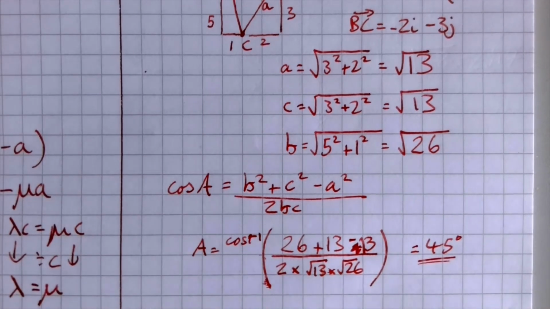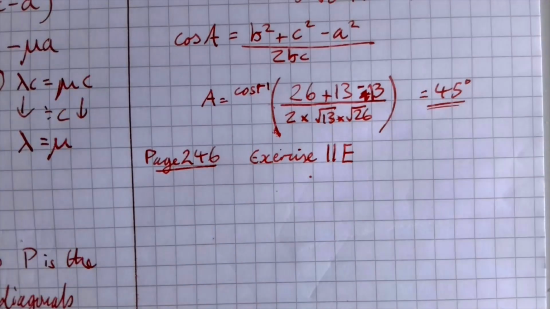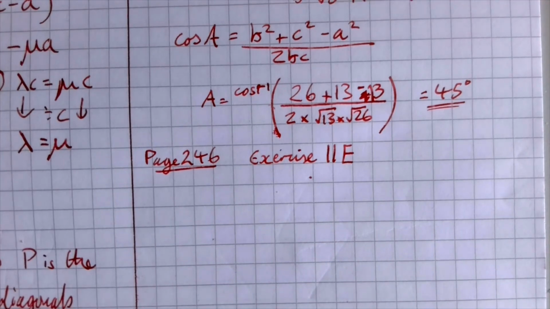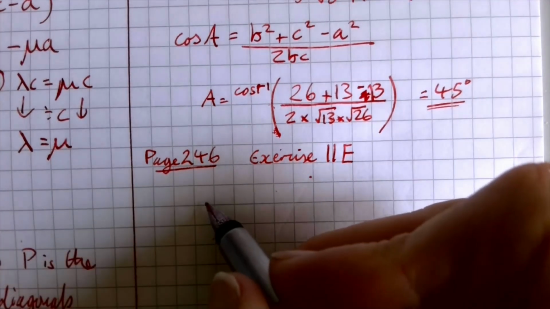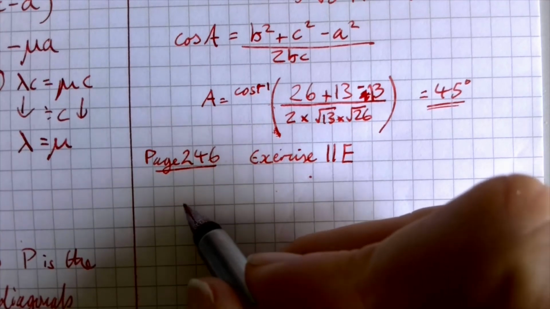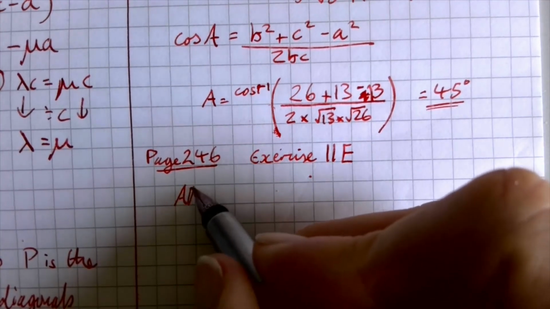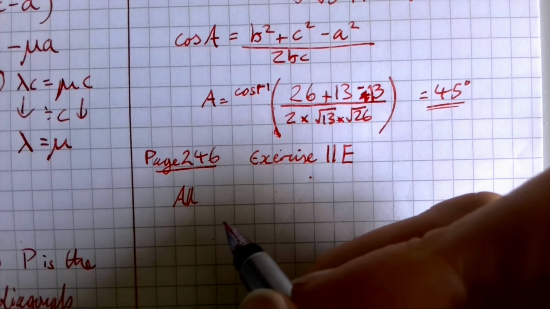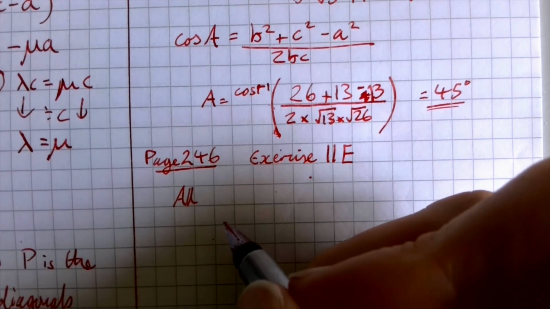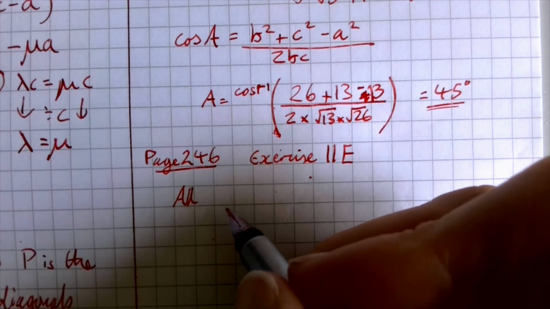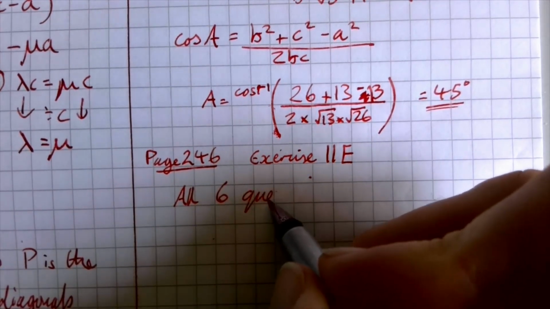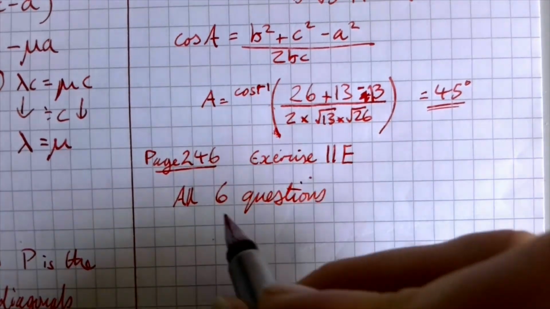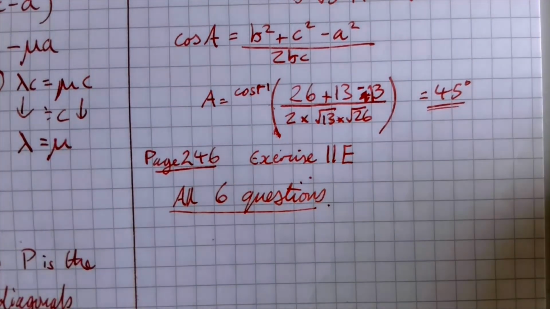So all I need to do now is let you know which questions you need to practice. Okay, so on page 246, exercise 11E, now there's only 6 questions, and it's such a beautiful day, but Boris has told us we're only allowed to go out for a short bit of exercise just with those members of the family or whoever it is that we are living with. So I'm sure you'll want a little bit of maths to practice. So all 6 questions I think would be good to go for.